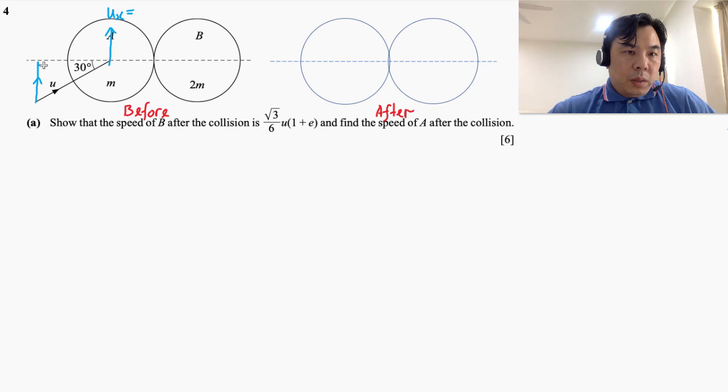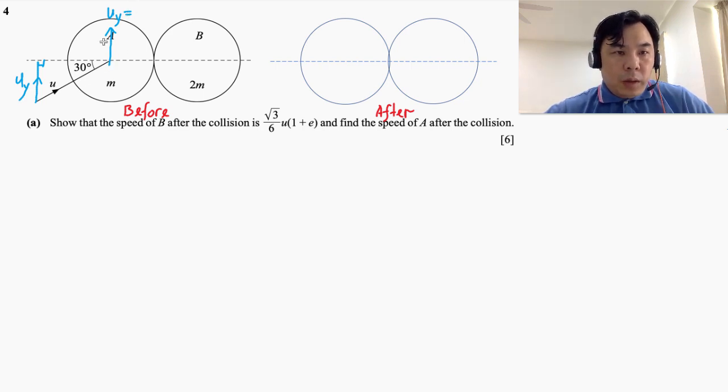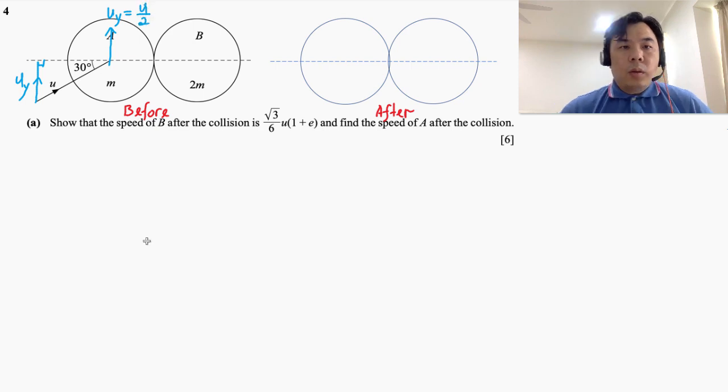If you make this your right angled triangle and resolve it using trigonometry, you will find that your ux, sorry, I keep on writing x there. Let's call this vertical component uy. So uy will be given by, because it's upward, u sine 30. Sine 30 is actually a half, so therefore that will be u over 2 here. All right, so I hope that is clear.